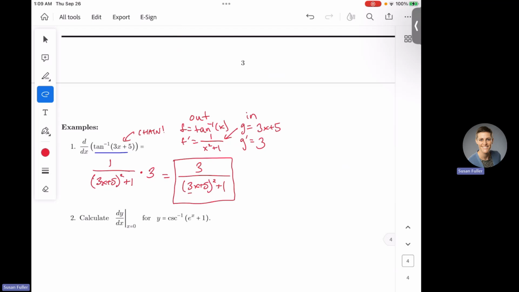All right, so I want you to go ahead, pause the video, and see if you can do dy dx evaluated at x equals 0 for the function y equals the inverse cosecant of e to the x plus 1. Go ahead, pause the video. I want you to give this a go, and when you're ready, go ahead and hit play.